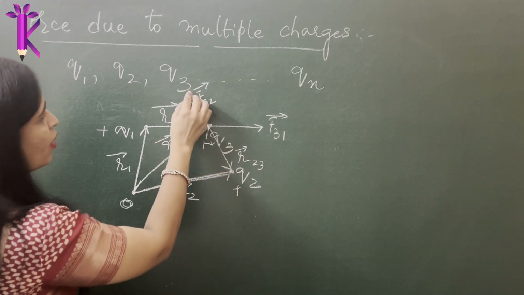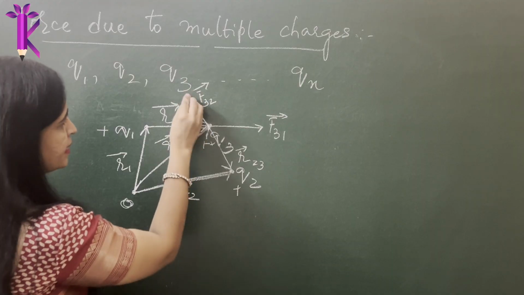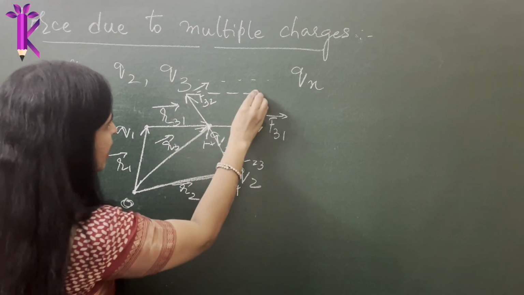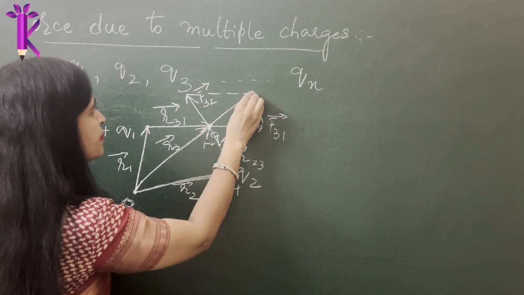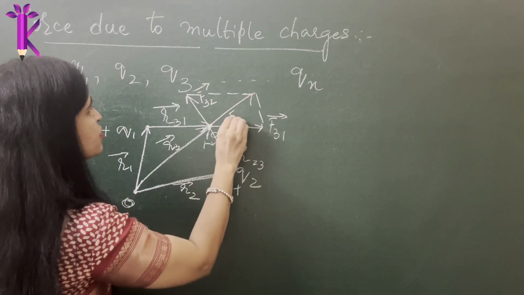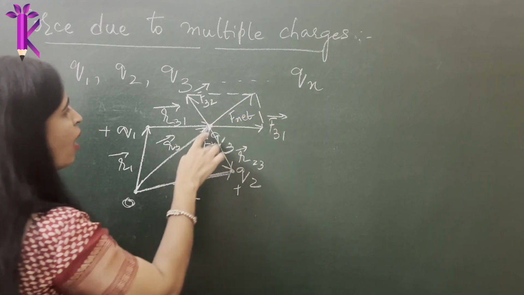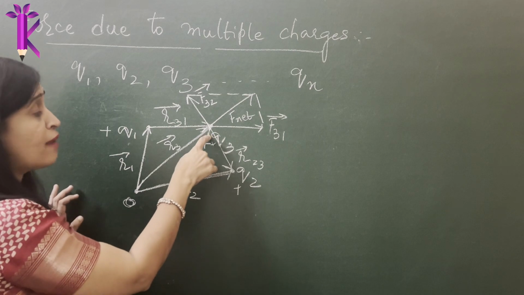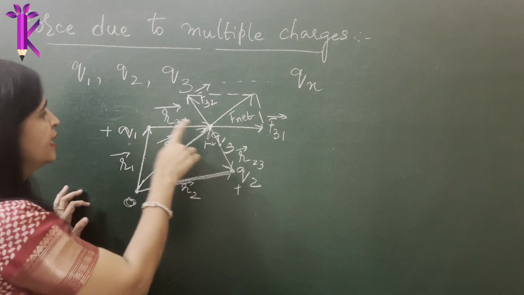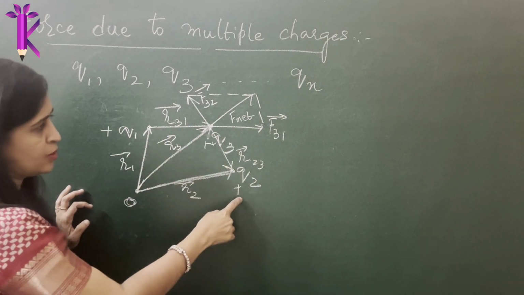What will happen in such a case? We use a law called the parallelogram law of vector addition. You complete the parallelogram, you have two sides. The diagonal of the parallelogram gives you the net force acting on charge Q3 due to Q1 and Q2. So I am only finding the force on Q3 due to Q1 and Q2, right?